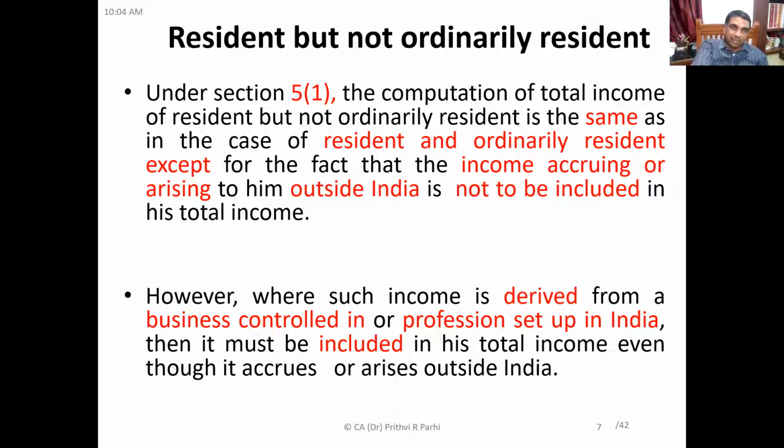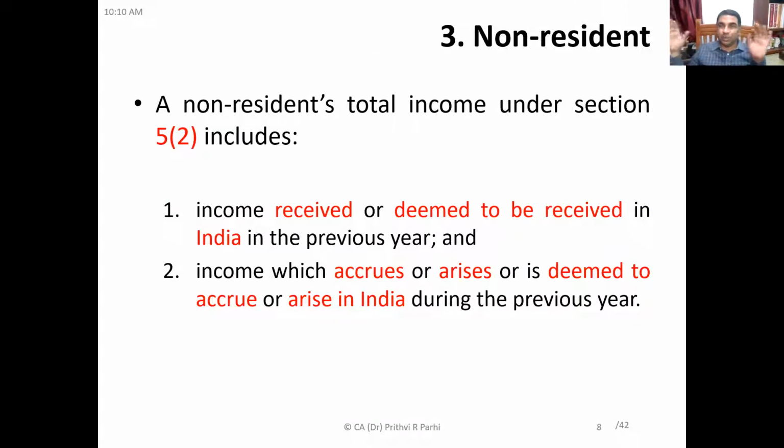Okay. Now let us move to the next category of person, which is non-resident. As you are aware, as we are discussing, for non-residents, foreign incomes are not to be included.